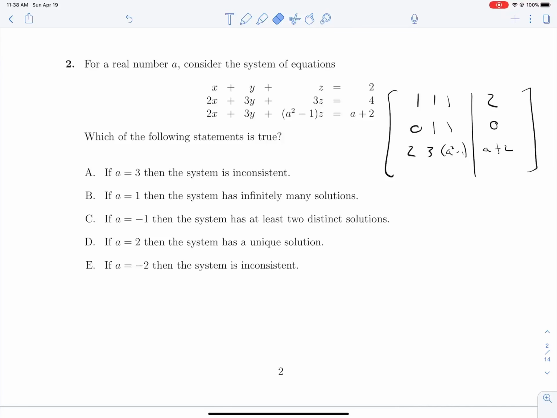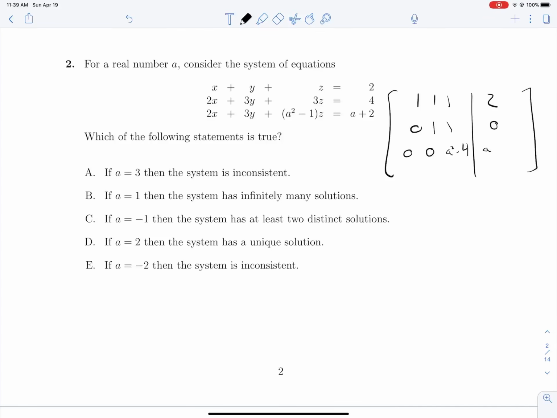And then let's subtract 2 row 1s from row 3. 0, 1, A squared minus 3 now. And over here we'll just have A. Now let's subtract row 2 from row 3. That gives us a 0 here and a -4 here.